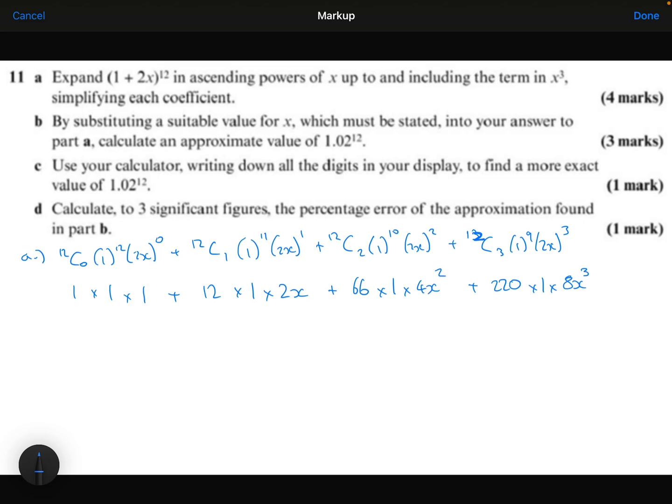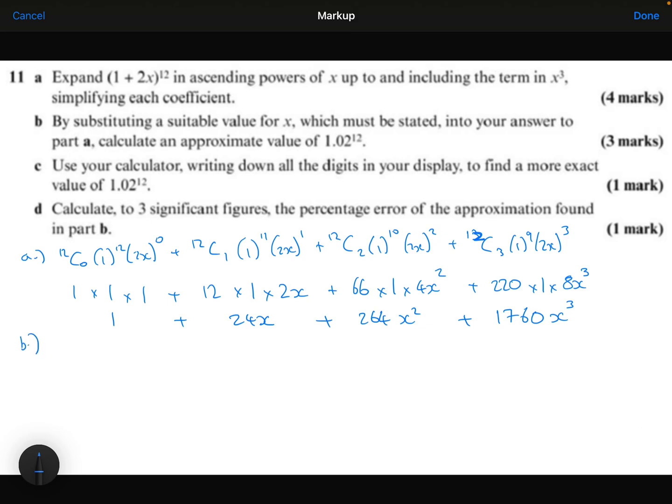Simplifying each of those terms, 1 times 1 times 1 is 1, 12 times 1 times 2x is 24x, 66 times 1 times 4 is 264, and 220 times 1 times 8 is 1760 x cubed. So that's my answer to part A.